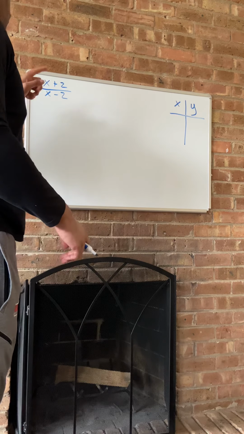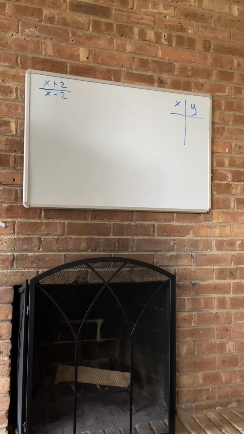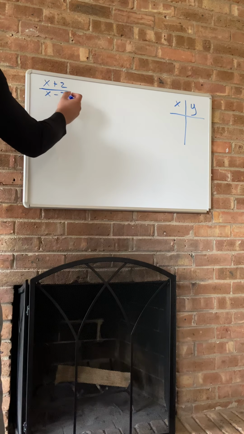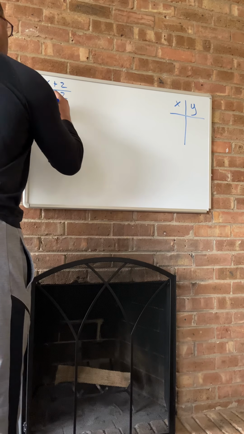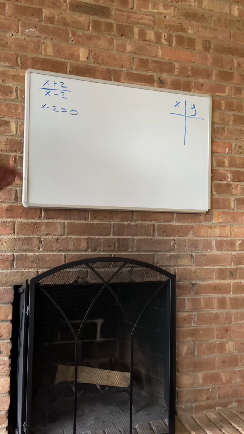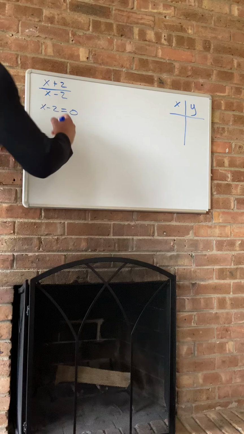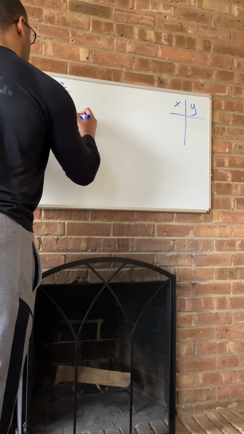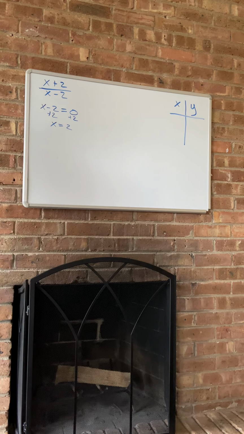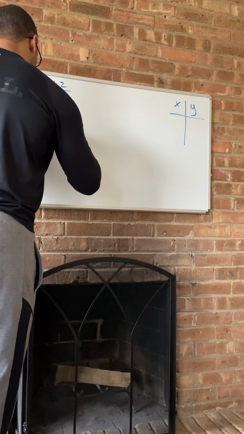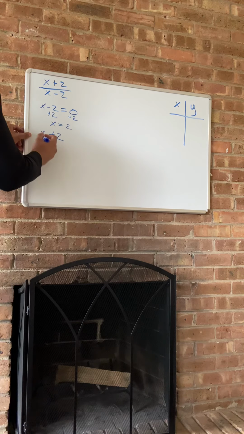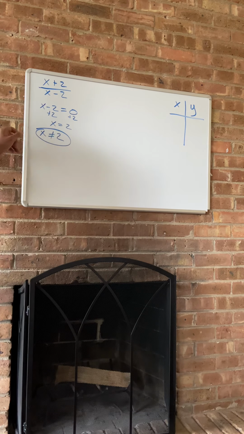So x plus 2 over x minus 2. The first thing that you need to do in that was find a domain. To find a domain, all you do is set your denominator equal to 0. So I'm going to take x minus 2 and set it equal to 0. To get x by itself, I would add 2 to the opposite side, which tells me x is equal to 2. Remember, when you find your domain, we say that x cannot equal 2. So my domain is x cannot equal 2.